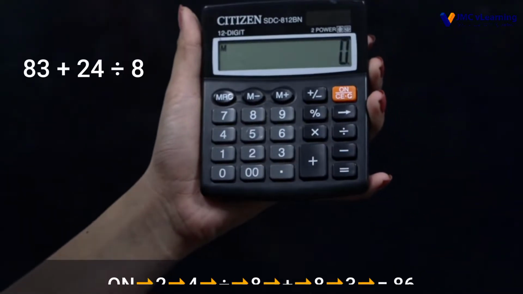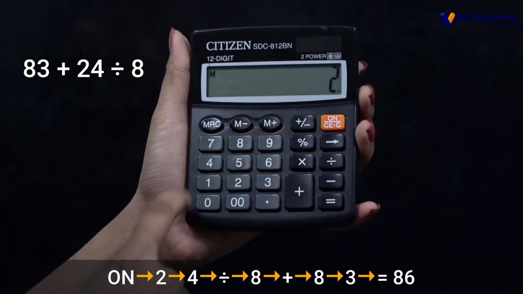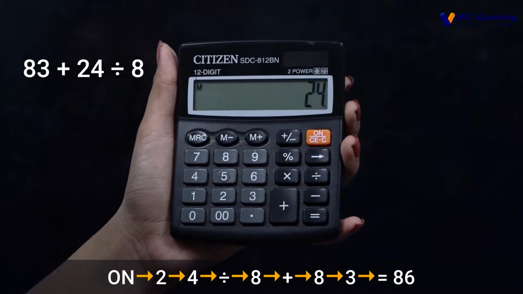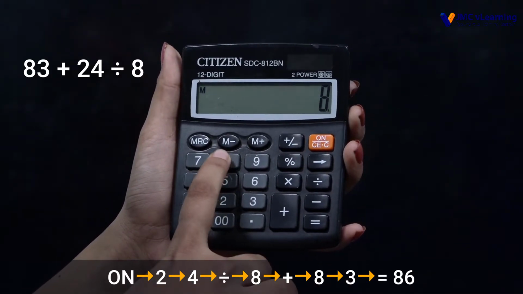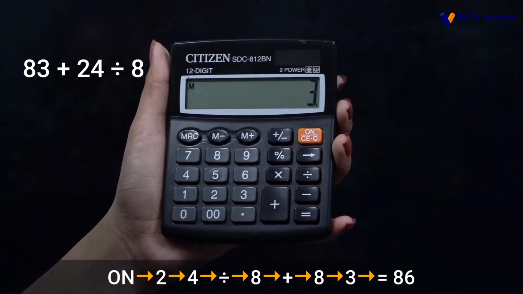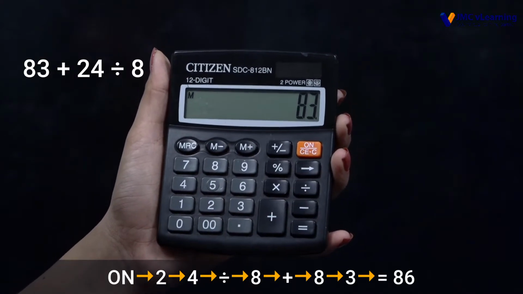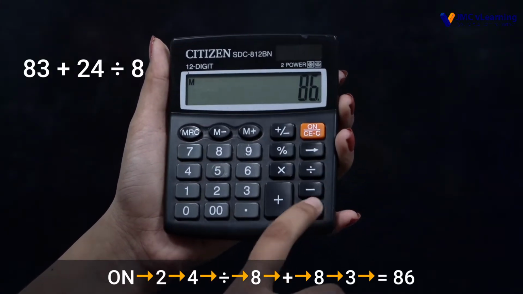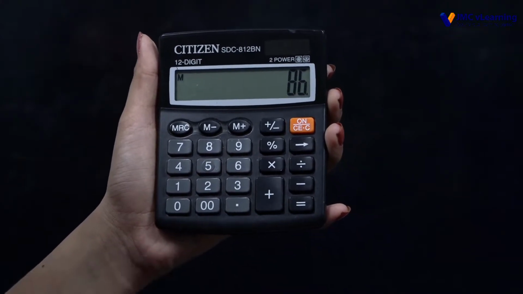Press the on button, then 2, then 4, then divide, 8, then add 8, then 3. To take the answer, press the equal mark, then the answer is 86.